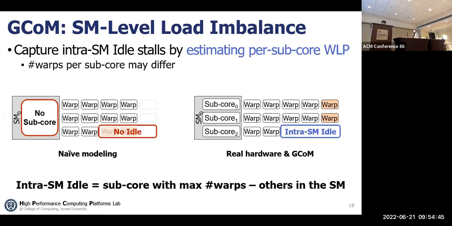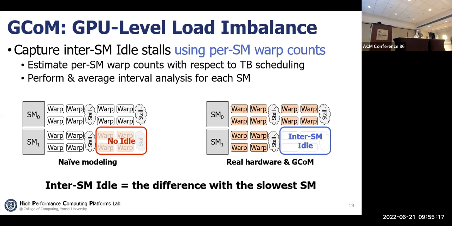GCoM estimates latency hiding by warp-level parallelism at every subcore, which has been done at the SM level before. Warps at the other subcores cannot hide the data stalls because they do not share functional unit lanes. Consequently, the number of warps executed by a subcore may differ, and so may the subcore active cycles. GCoM calculates the idle stalls as the difference between one subcore and the longest running one belonging to the same SM. Finally, GCoM adds all stalls together and gets the per-SM active cycles.